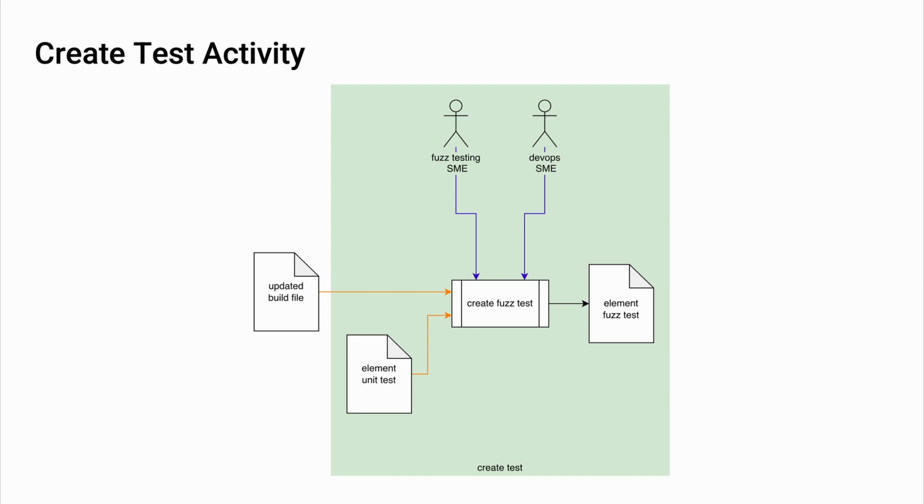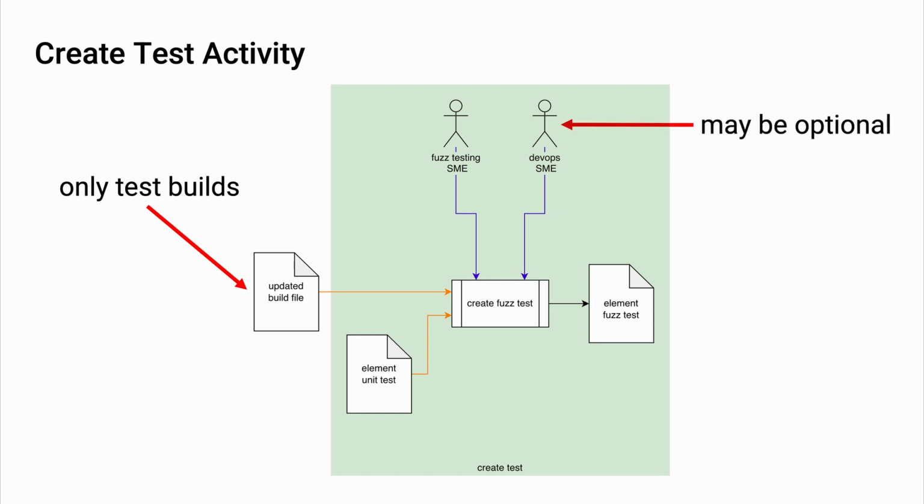Some high-level observations about this activity. First, fuzz testing should only be done in the context of test builds, not production builds. Second, the activity itself may be performed without the participation of the DevOps SME. This is all about how the build system is managed. Third, the unit test for the element may not exist. This is a problem because of the way that fuzz tests are created. The absence of a unit test makes fuzz test creation that much more difficult.